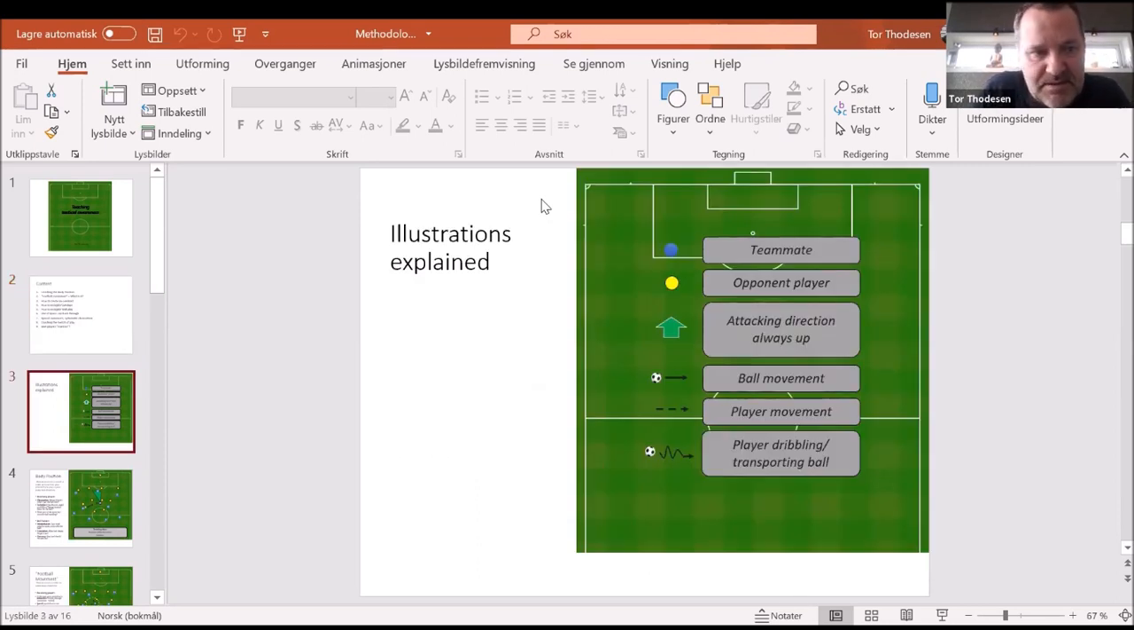Blue and yellow teams in the explanations. Attacking direction always up. The firm line is the ball movement, and the dotted line is the player movement.